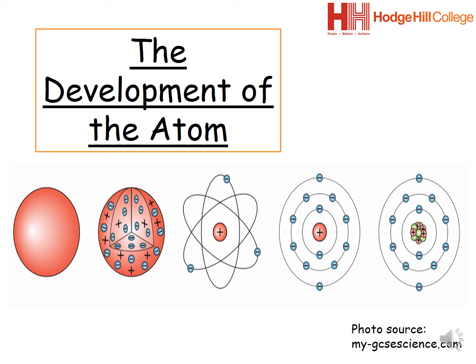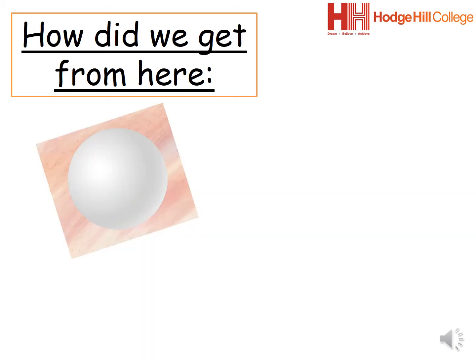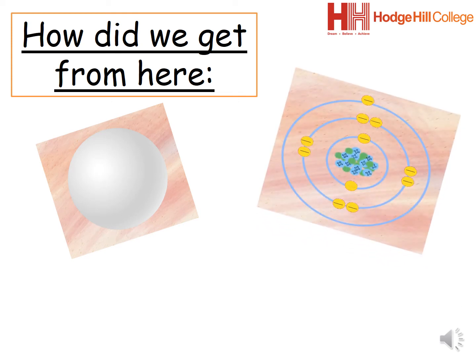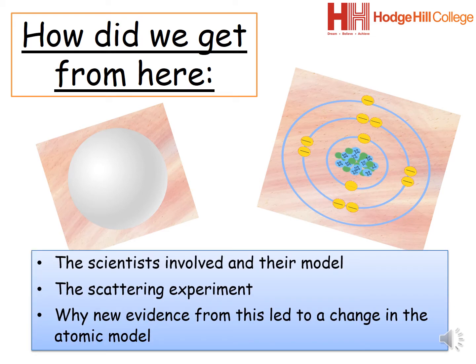Today we'll be looking at the development of the atom. How did we get from here to here? How did we get from this spherical structure to the one we're more familiar with today, the electron shell structure? In this video, we'll be looking at the scientists involved and their model. We'll be looking at the scattering experiment, and we'll be looking at why new evidence from this led to a change in the atomic model.